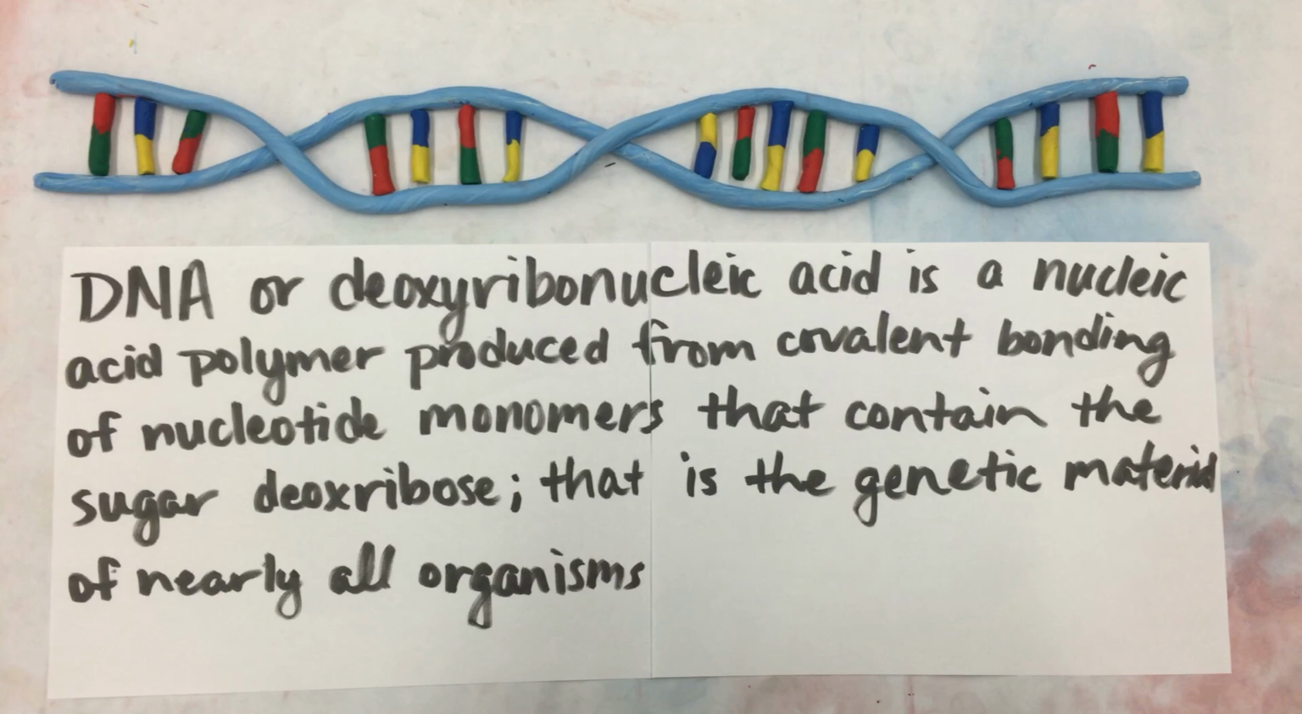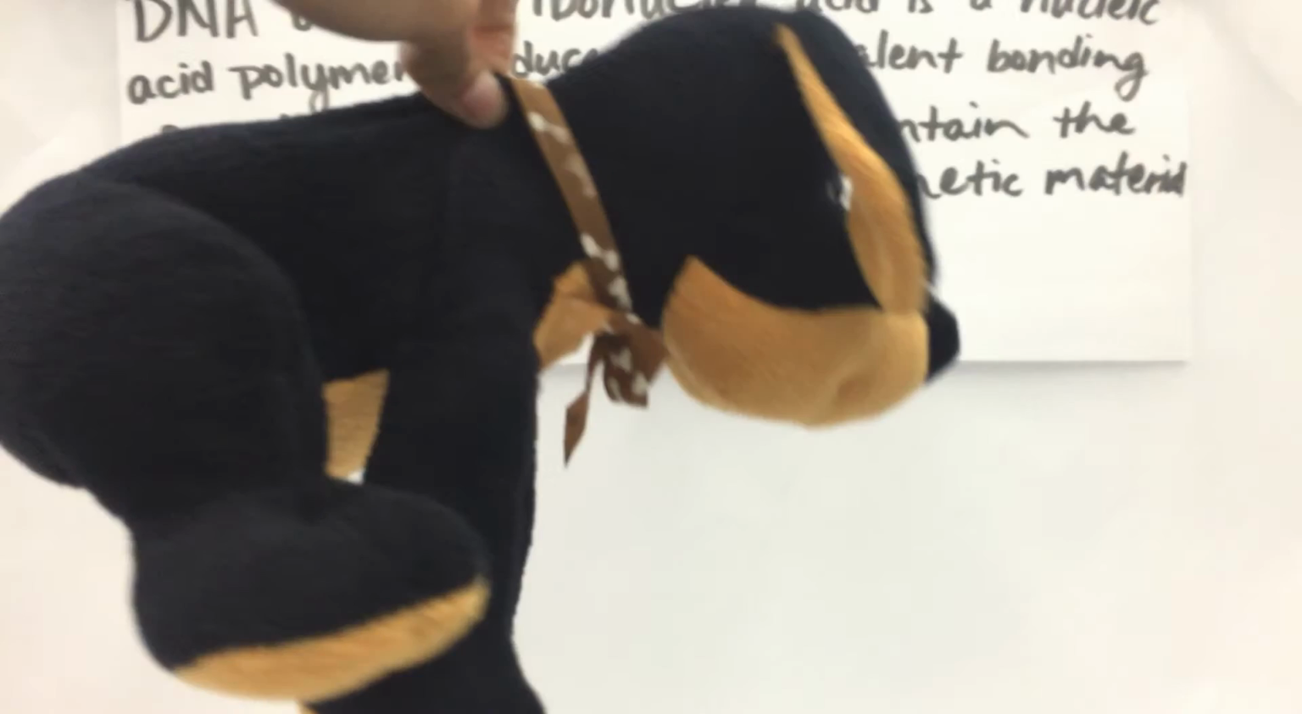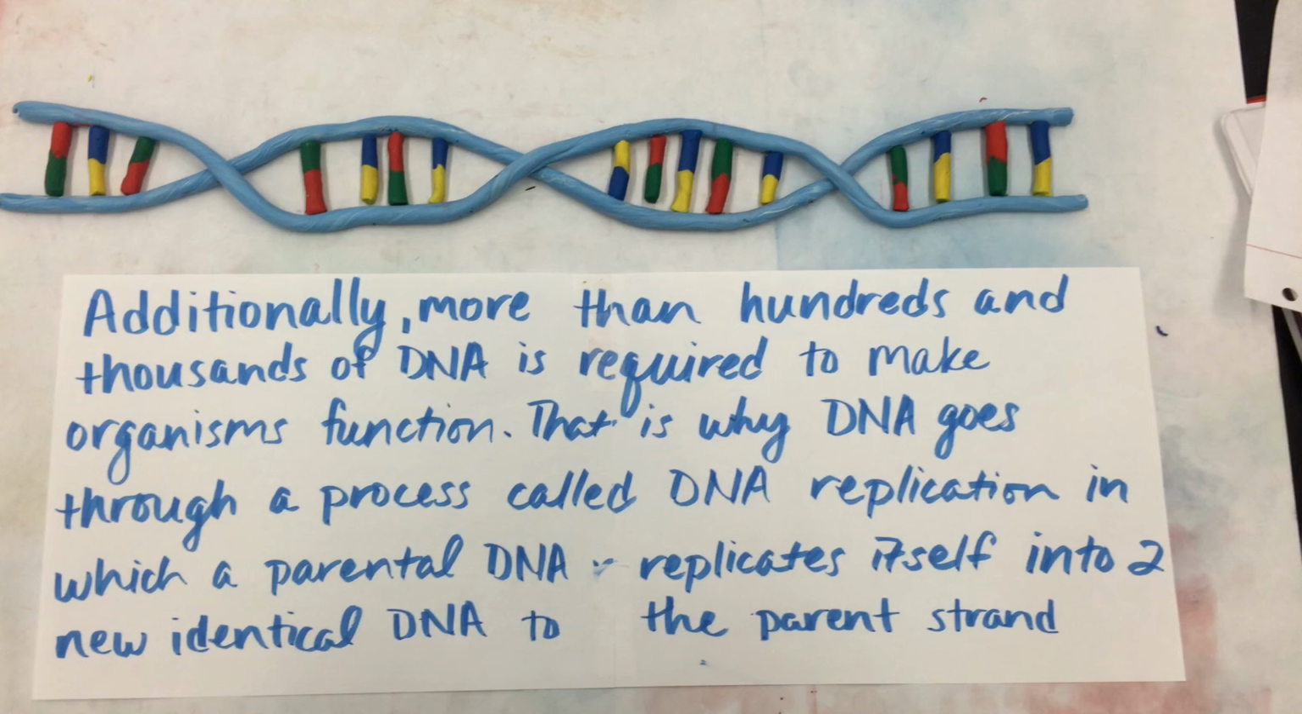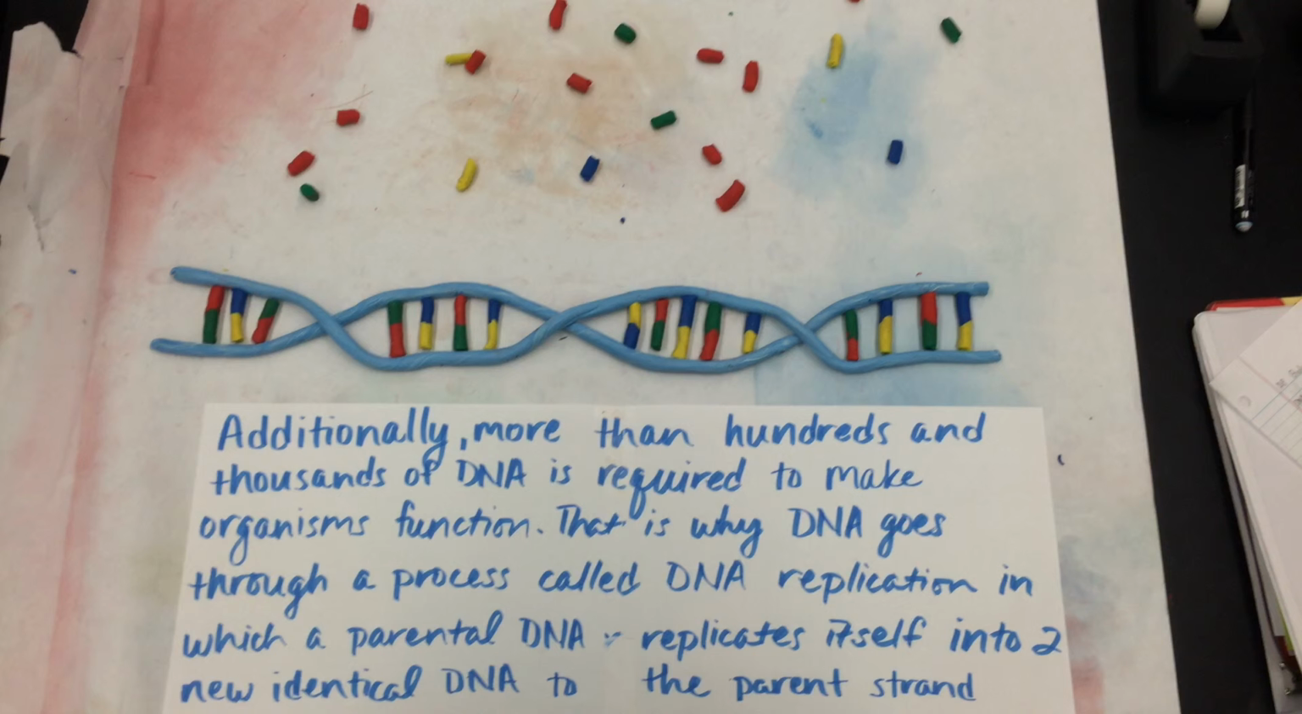DNA, or deoxyribonucleic acid, is a nucleic acid polymer produced from covalent bonding of nucleotide monomers that contain the sugar deoxyribose. It is the genetic material of nearly all organisms. Additionally, hundreds and thousands of DNA molecules are required to make organisms function.